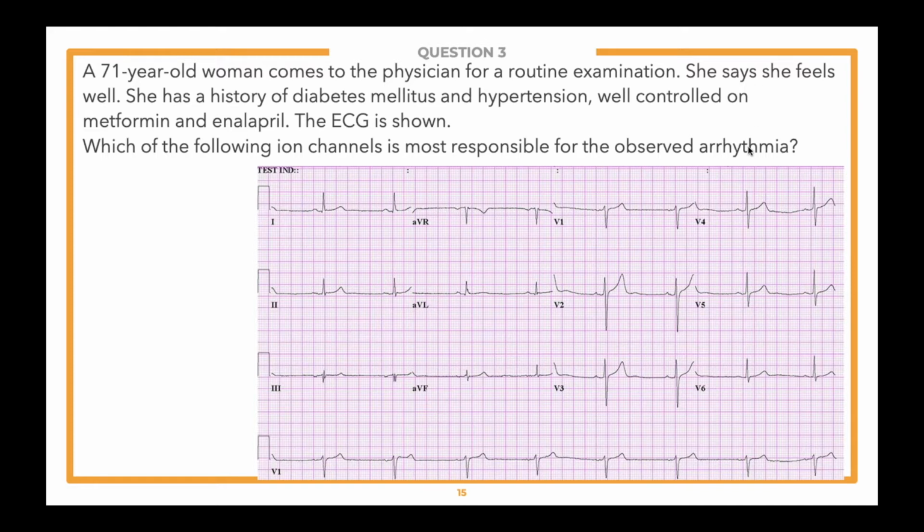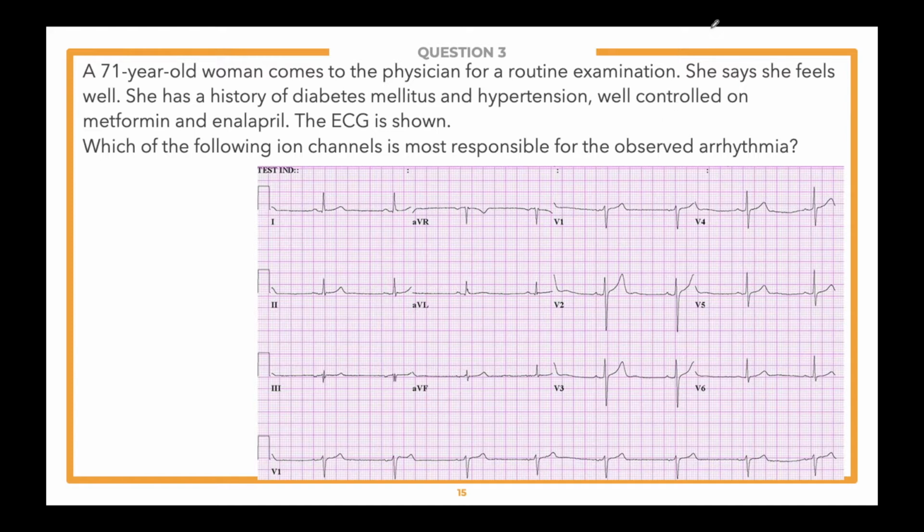A 71-year-old woman comes to the physician for a routine examination. She says she feels well. She has a history of diabetes mellitus and hypertension, well controlled on metformin and enalapril. The ECG is shown. Which of the following ion channels is most responsible for the observed arrhythmia? Forrest.